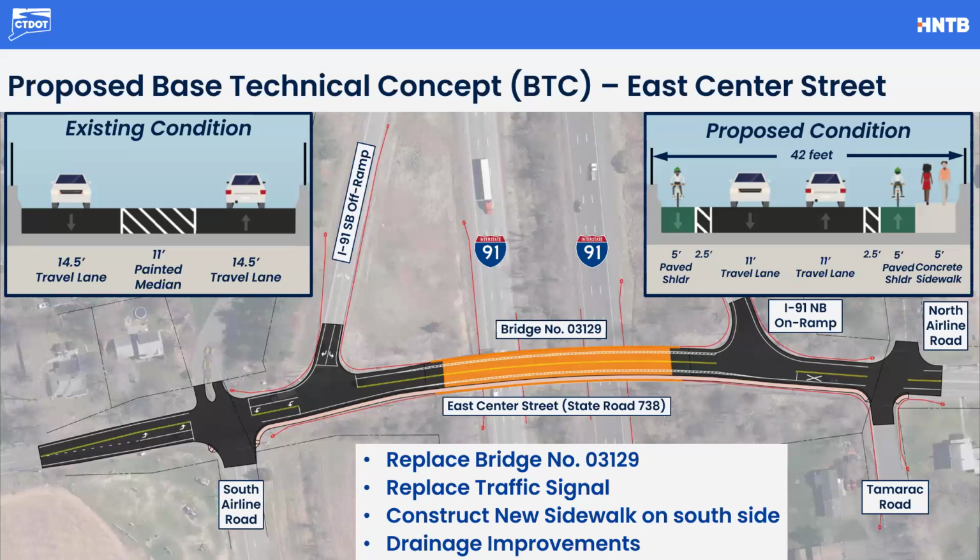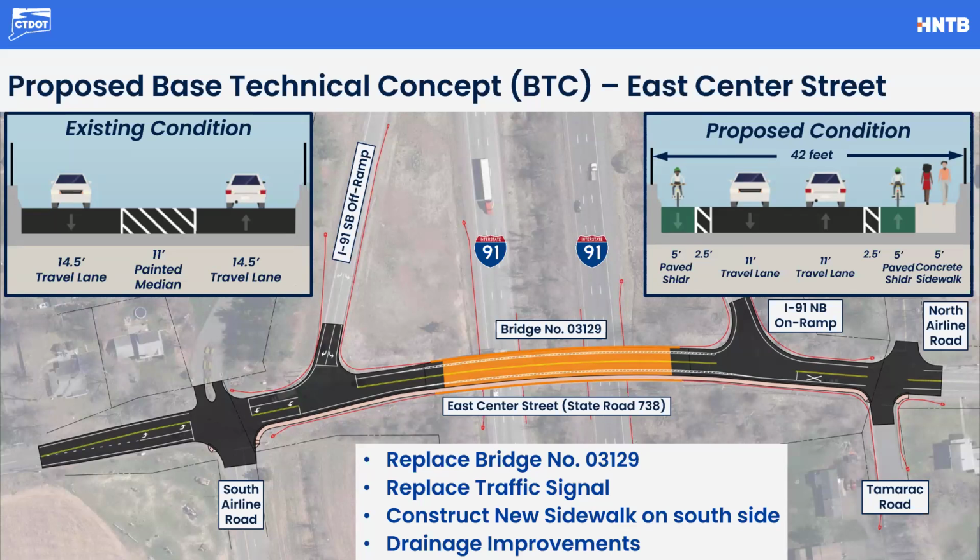Now, some of these project specifics. What you see on the screen is the proposed condition for East Center Street. This includes the replacement of Bridge 3129, the replacement of the traffic signal at South Airline Road and the I-91 southbound off-ramp, and the construction of a new sidewalk on the south side of East Center Street between South Airline Road and Tamarack Road. And you can see that in the sections.